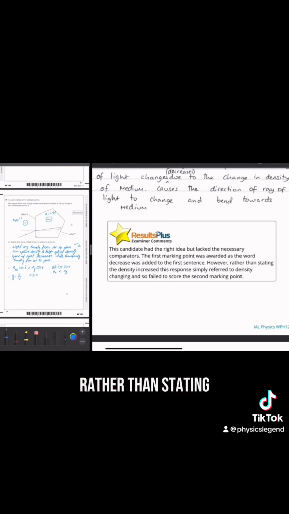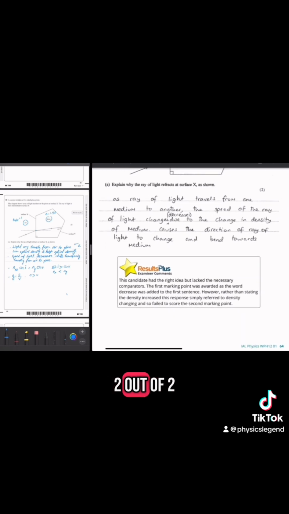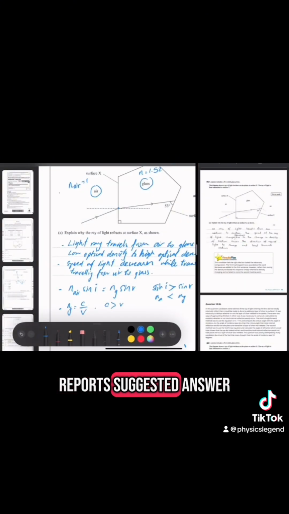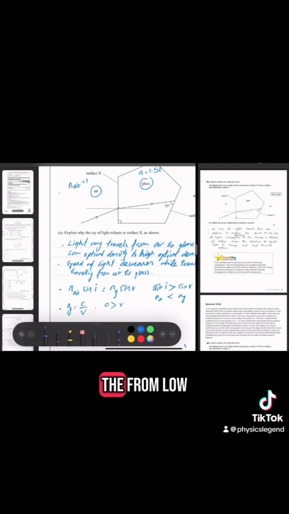Rather than stating the density increased, this response simply referred to density changing, so he did not give 2 out of 2. It's only 1 out of 2. So if I'm comparing my answer with the examiner report's suggested answer, I already mentioned that while traveling from air to the glass, from low optical density, or denser medium, or if you forget the word optical, you might say less dense to more dense. So I get 2 marks, and see you next video.